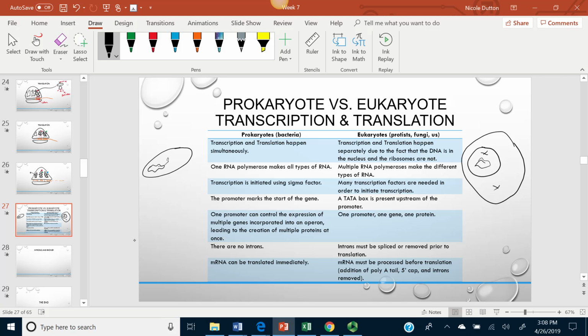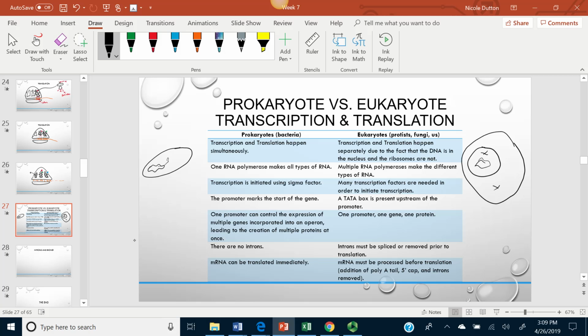In prokaryotes, one RNA polymerase makes all types of RNA, while in eukaryotes it requires multiple RNA polymerases. In prokaryotes, transcription is initiated using sigma factor. In eukaryotes, you need a lot of different transcription factors. The promoter is at the start of the gene in prokaryotes, while there's usually a TATA box and a bunch of other things upstream of the promoter in eukaryotes.